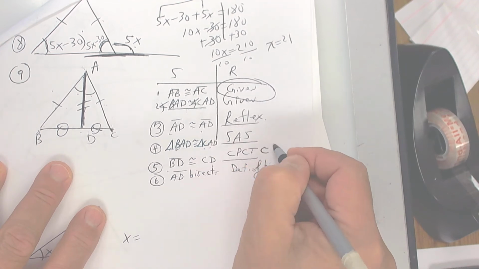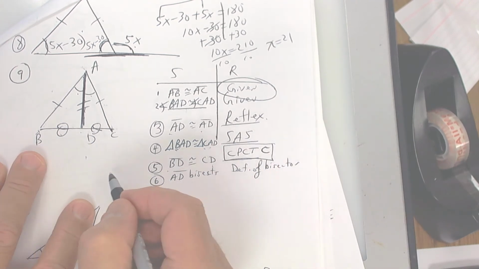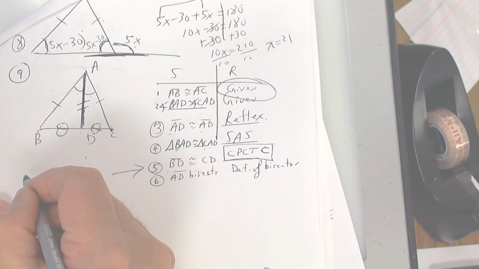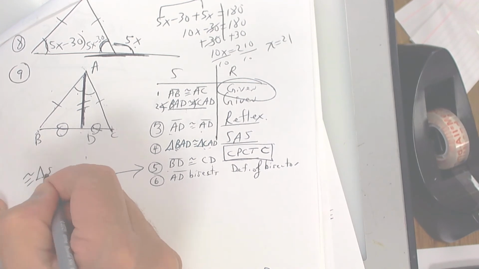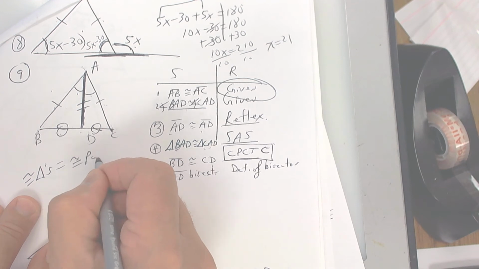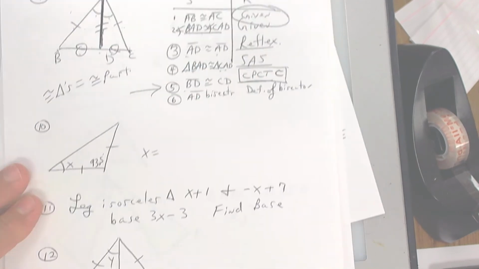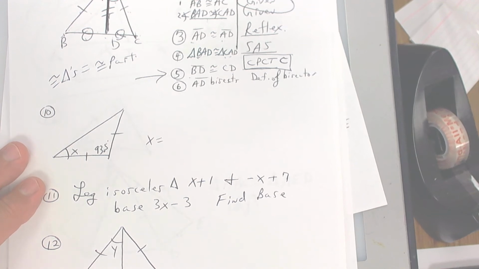Write that down. Once the triangles are congruent, then the parts are congruent. So congruent triangles equals congruent parts. Write that down. Okay? You just have to study. All right, and if you do it online, you can use your notes.